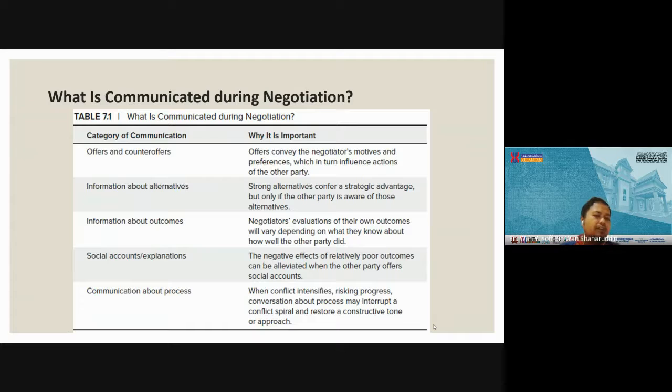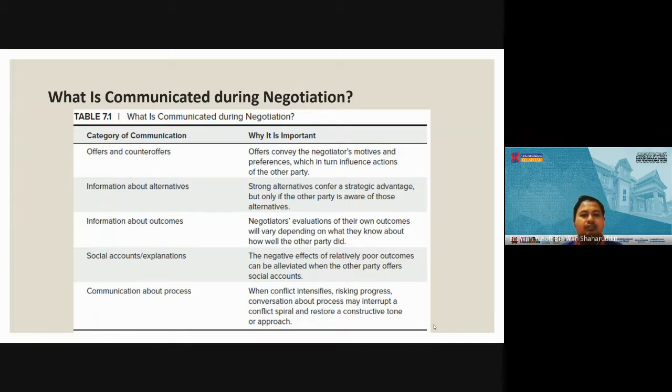We can also have information about the outcomes. Our evaluation will vary depending on what they know and how well the other party did. It depends on how you perform in that particular negotiation process and how much information you have about the things that you are negotiating about. Then, social account or explanation.